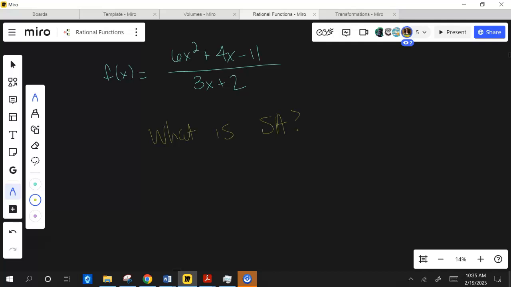No, no, it's got to be exactly one more. All right, everybody, exactly one more up top. If that was a 6x cubed up top, nope, wouldn't work.